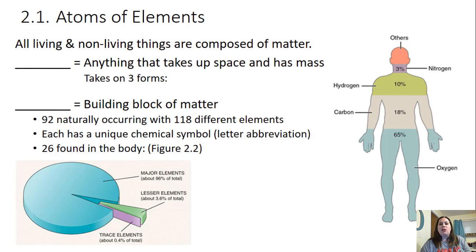So all living and non-living things are composed of matter. So matter is anything that takes up space and has mass. Now it can take 3 forms. It can be a solid, liquid, or gas. Now this should be reviewed. An element is the building block of all matter.